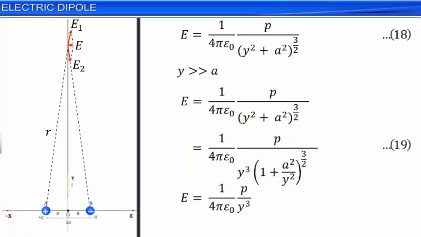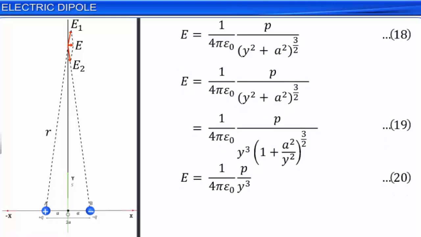In vector notation, electric field strength E can be expressed as shown in equation 21. The minus sign is used since the electric field strength E is opposite to the direction of the unit vector p cap. For a given dipole, the magnitude of the dipole moment P is constant.